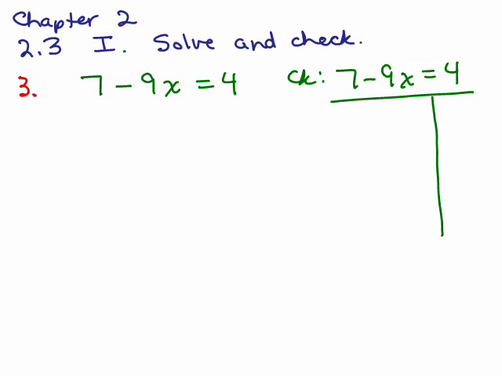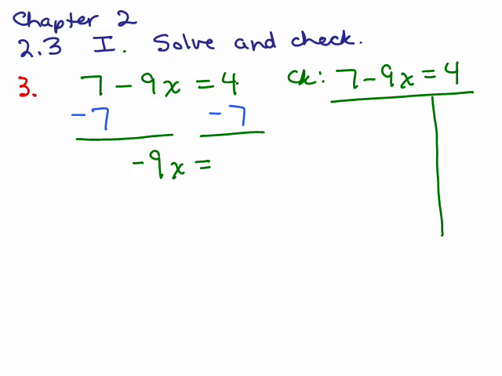We're continuing with Chapter 2 problems, 2.3, Part 1, solve and check, and we're on number 3. 7 minus 9x equals 4. Alright, so we only have variables on the left side, so let's keep the variable on the left side and subtract 7 from both sides to isolate the variables on the left side of the equation, and make sure you realize that's not 9x, it's negative 9x.